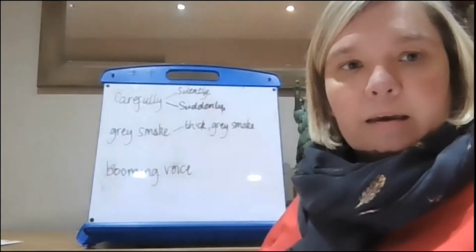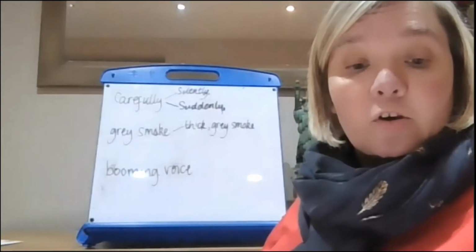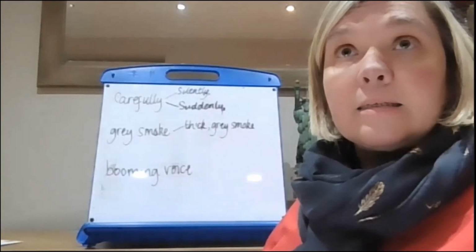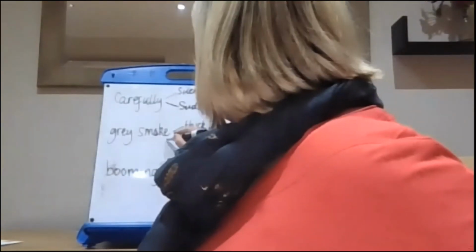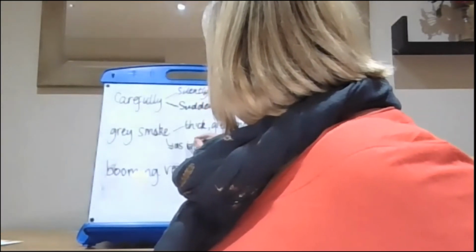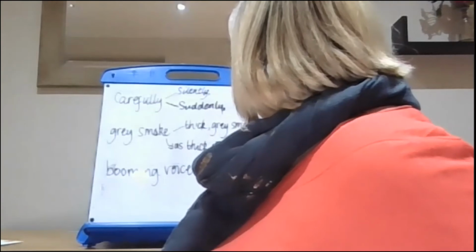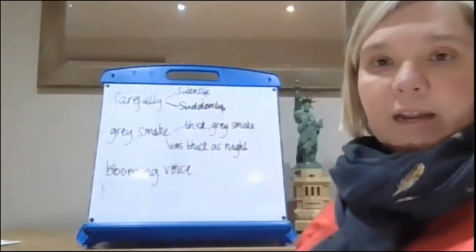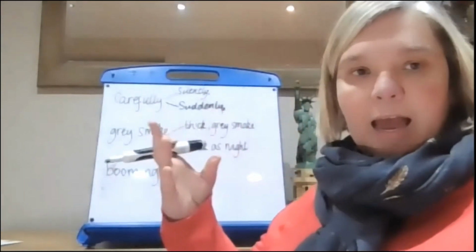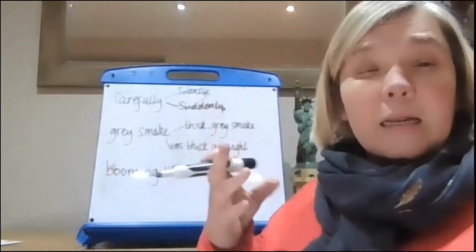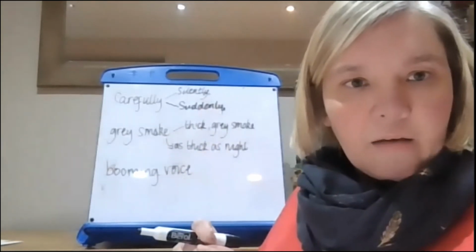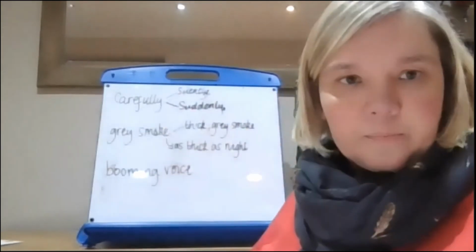What else could it be like? We could use a good simile with grey smoke as, there we go. We could have grey smoke as thick as night. So again, it's given us that atmosphere that everything's really thick and it's not very nice and it's really difficult to breathe. Okay, but we're not telling our reader, are we? We're giving them the imagination.